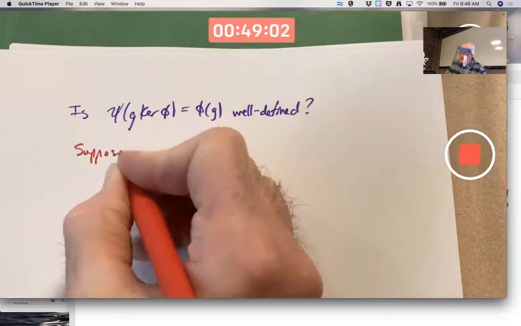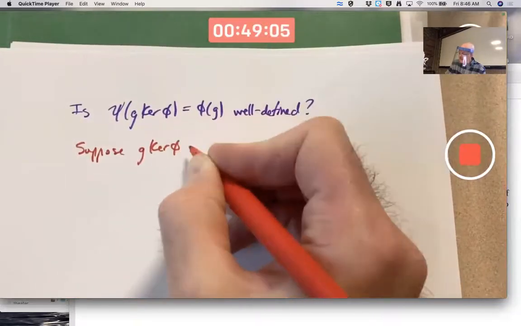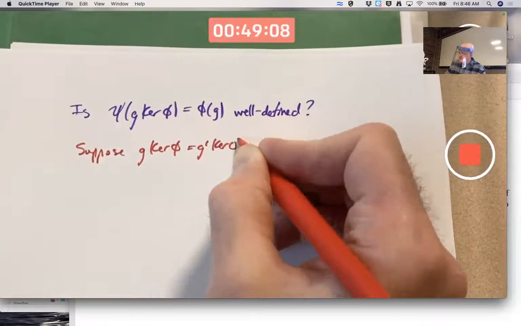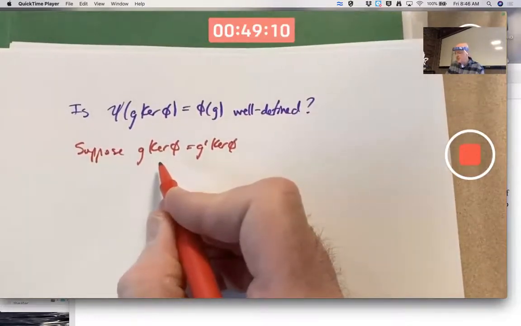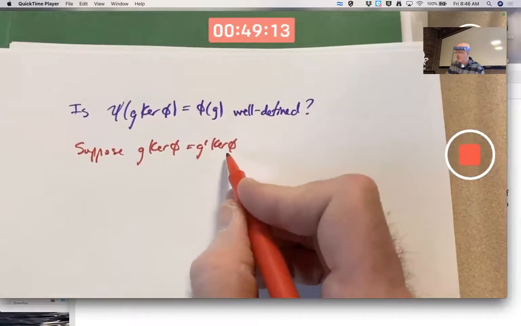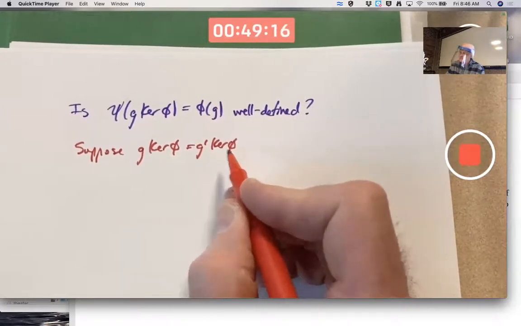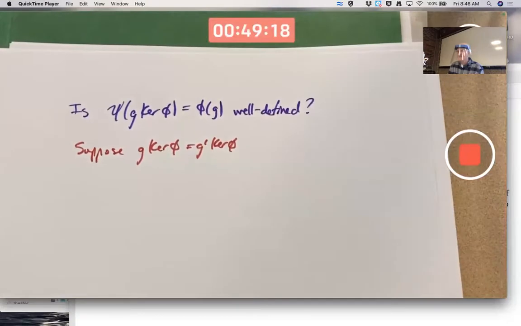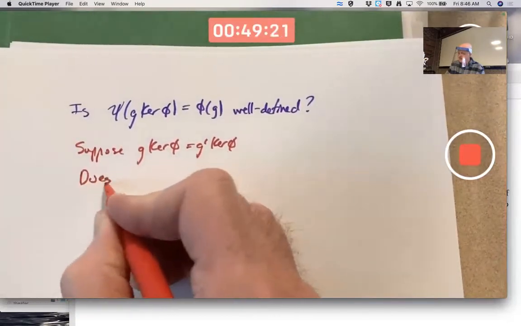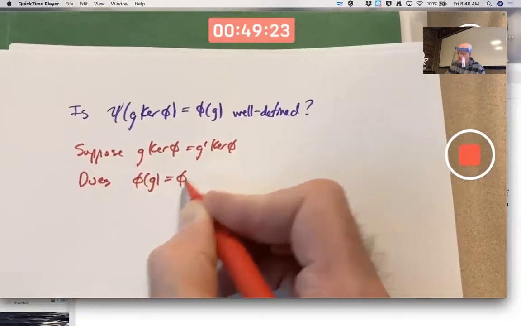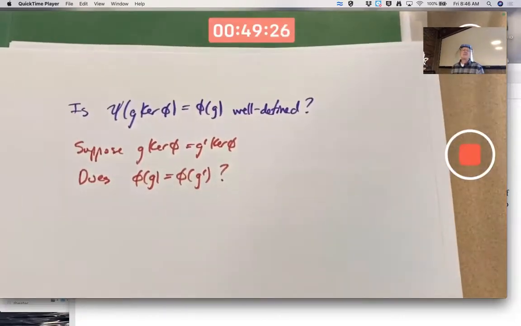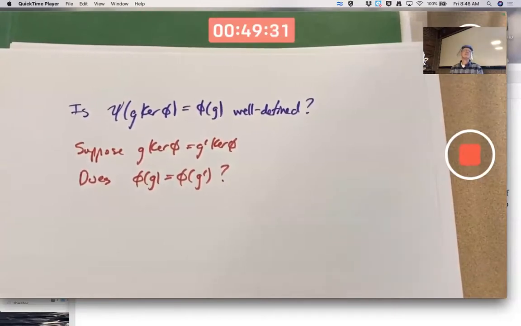Suppose g kernel phi equals g prime kernel phi. The left coset of the kernel in G containing little g equals the left coset of the kernel in capital G containing g prime. Does phi of g equal phi of g prime? If it does, that means it's well defined. Get the same output. If it doesn't, that means it's not well defined. Well, obviously the answer must be yes, it is. Otherwise, we wouldn't be doing this.